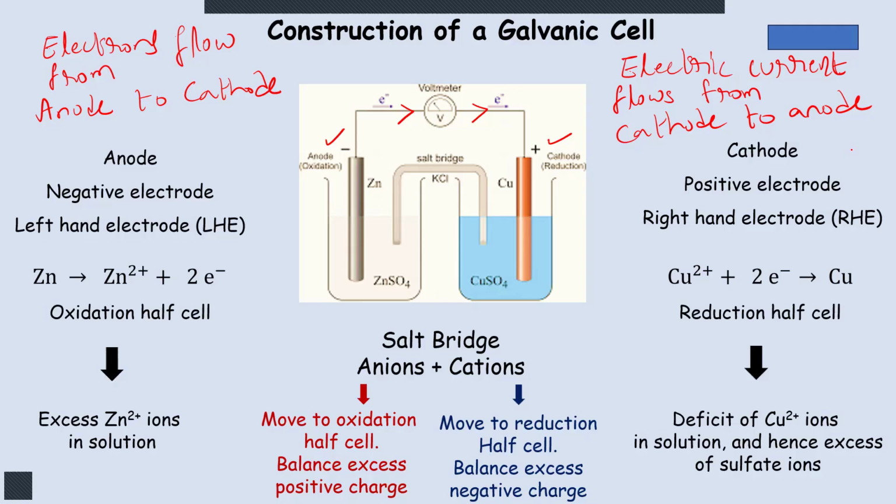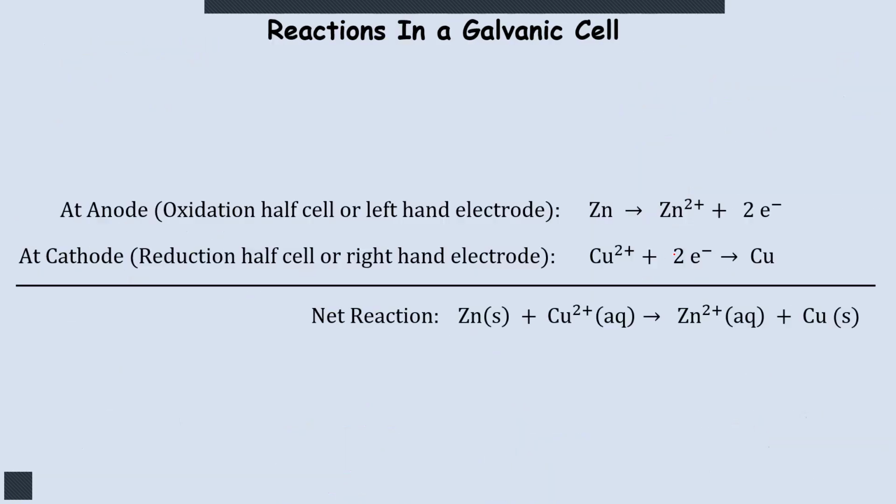Here in the zinc half cell, the oxidation takes place. In the copper half cell, the reduction takes place. So let us look at the equations. At the anode, or oxidation half cell, the oxidation half reaction takes place. Zinc is oxidized to zinc 2 plus. At the cathode, the reduction half reaction takes place. Copper 2 plus is reduced to copper.